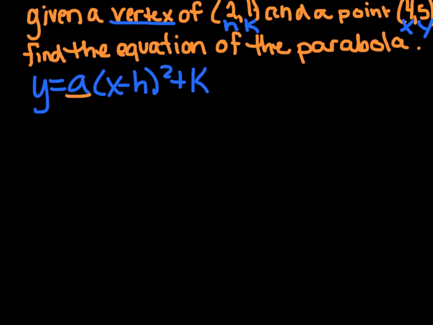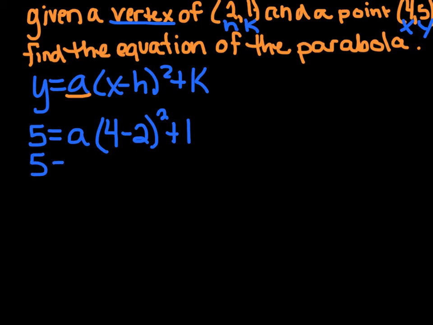So now I can solve for a. I'm going to plug them in. The y is 5 equals a times x is 4 minus h is 2 squared plus 1. So 5 equals 4 minus 2 is 2 squared is 4a plus 1. Subtract 1, 4 equals 4a. That means a is 1.